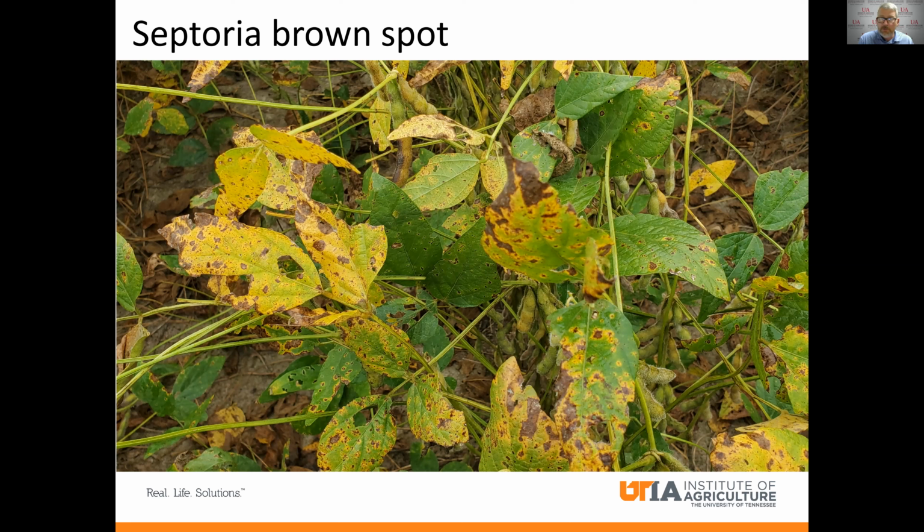And so this Septoria brown spot was severe. It was all the way in this particular field. It was all the way to the top of the canopy before I rated it at R6, but I did the final rating at R6. And so I think here, this is what severe yield limiting Septoria brown spot looks like.